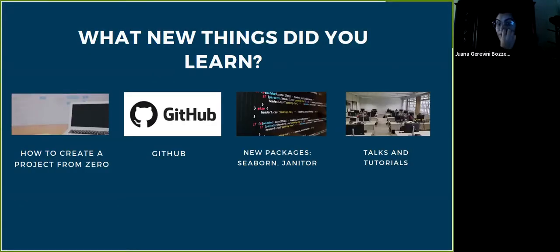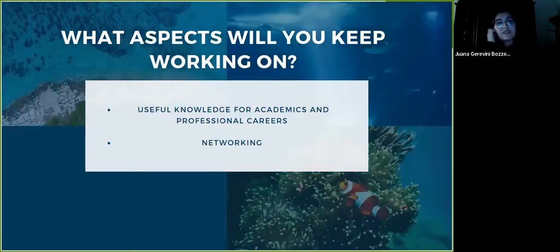And so now, about the things that we learned during this event. The first one was how to create a project from zero and how to use GitHub to help the team work together. Also the new packages that we learned, like Seaborn, Janitor, and others that we had in the talks and tutorials. And thank you all for this great event. We learned a lot with this.